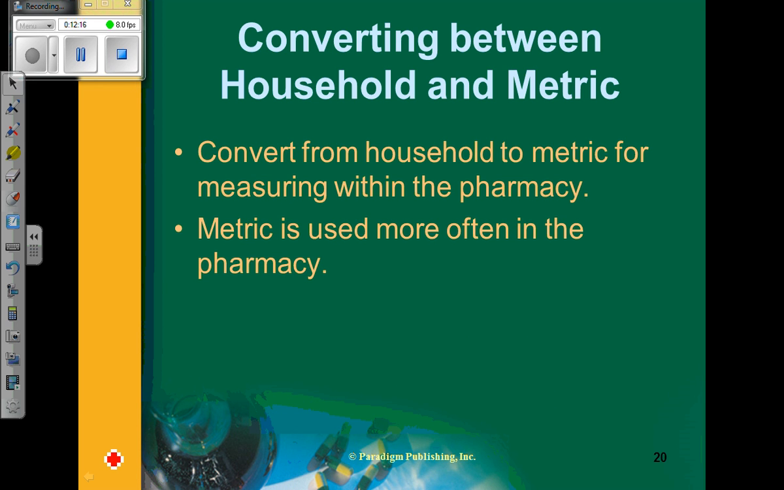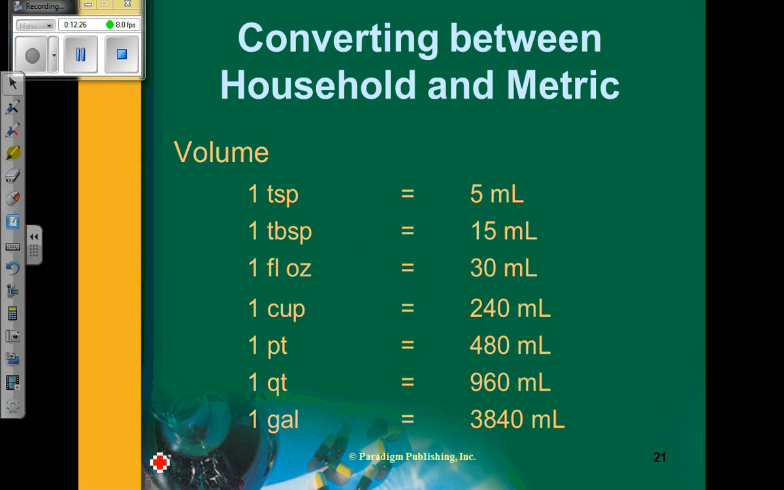So next we're going to be converting from household to metric for measuring within the pharmacy. Metric is used more often in pharmacy, so we have another table to memorize. I like this table the best because earlier we were working between teaspoons and tablespoons and then going to ounces.